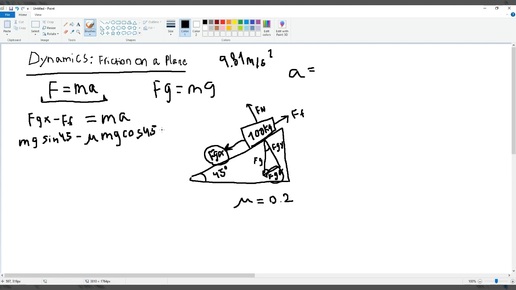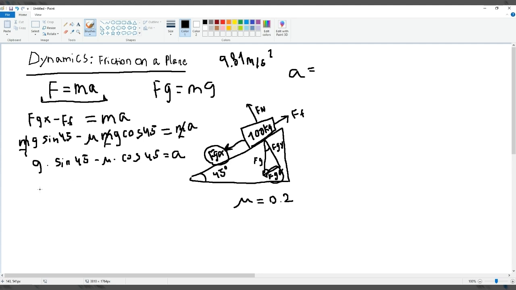So now this will cause the mass to accelerate. Now you see how we have a mass here, here, and here. Well, since we have a common variable in each part of our equation, we can simply cancel out the masses from each of the parts, and we'll get that the gravity times the sine of 45, minus the coefficient of friction times the cosine of 45, is just equal to a, right?